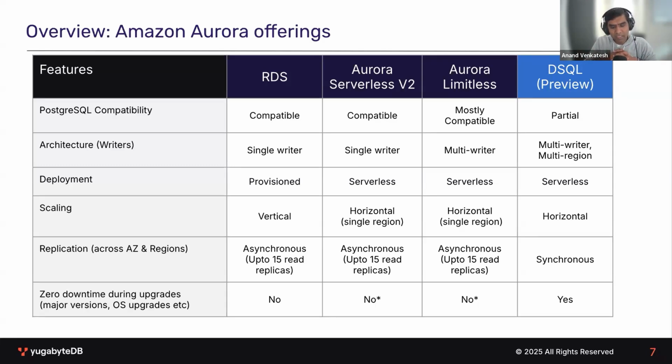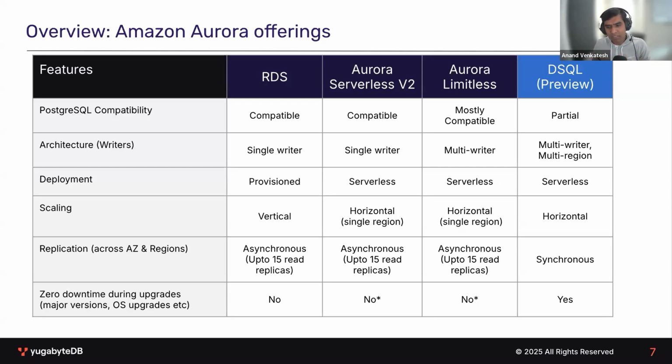When we go to replication time, RDS supports sync and async replications, while serverless Limitless supports async replication with up to 15 read replicas. DSQL supports synchronous replication between availability zones and regions.